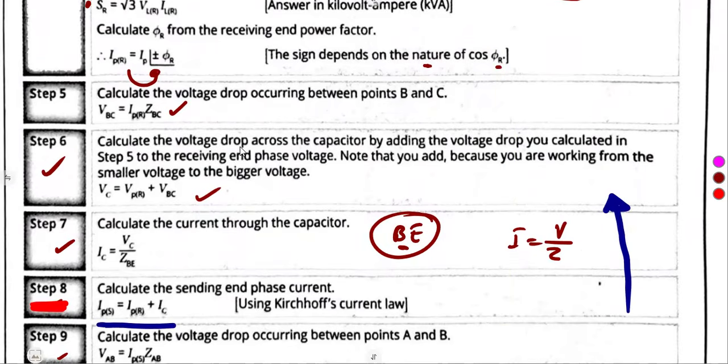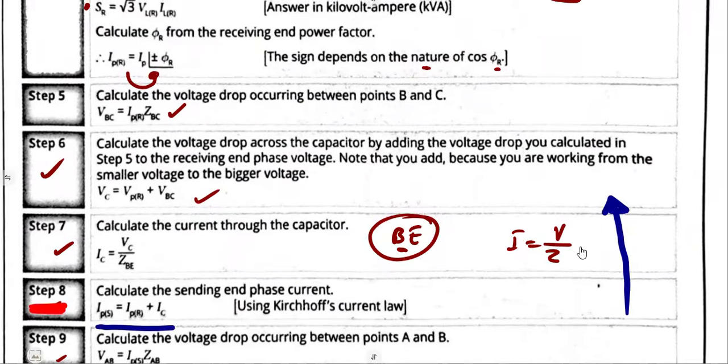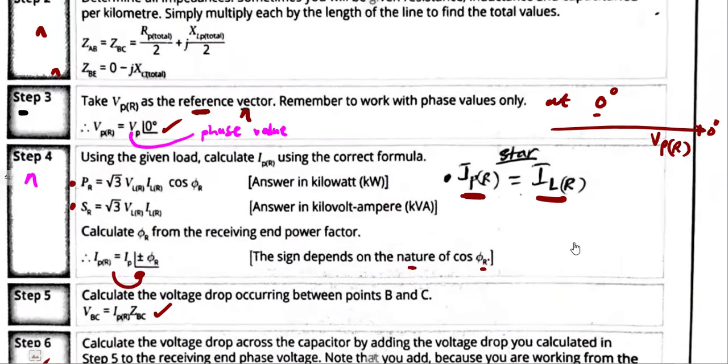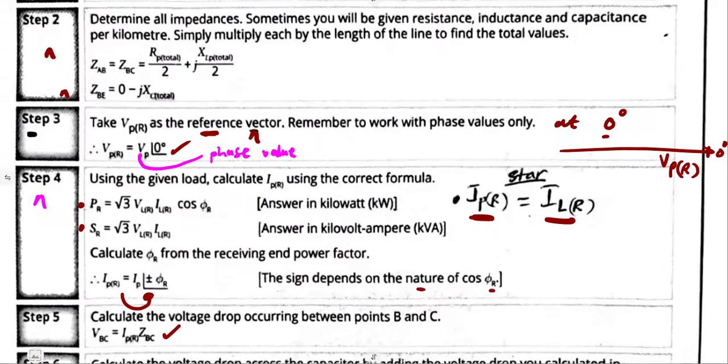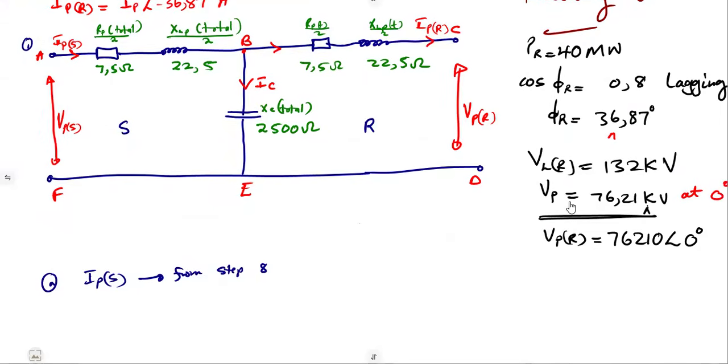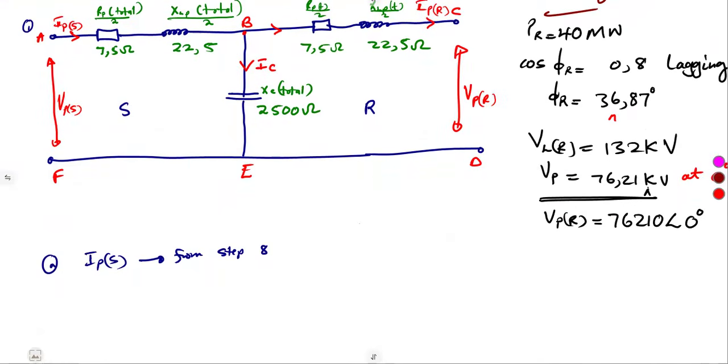So let's start from where? From step 1 to 8. That is what is going to happen there. So step 1, we had the diagram. Then step 2, we are going to determine all the impedances that we are given. That is AB, BC, and also BE. So let's go back, guys, and determine our impedances. Try to just understand what is happening there.